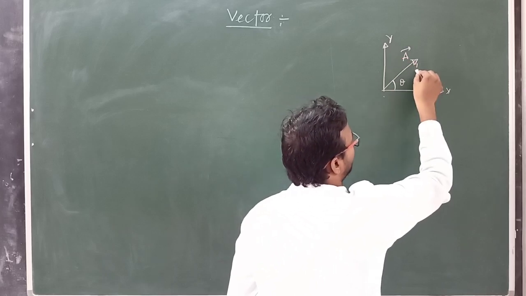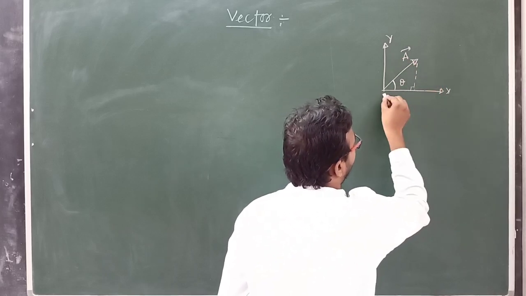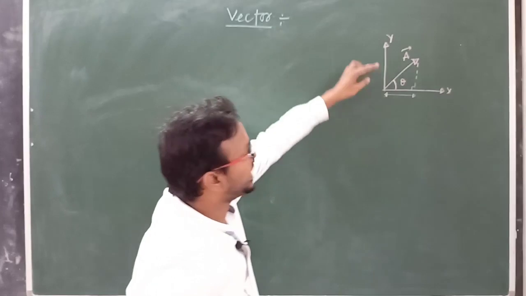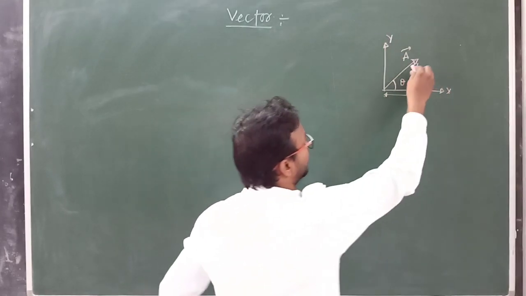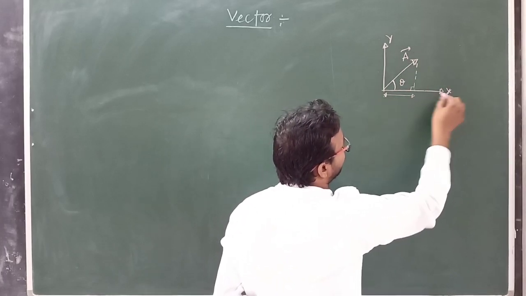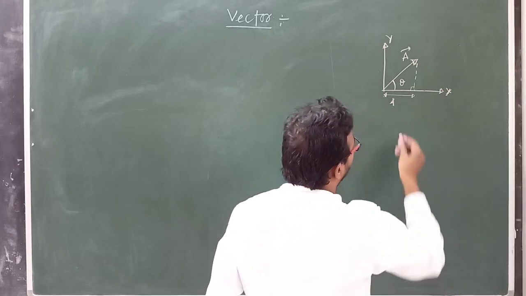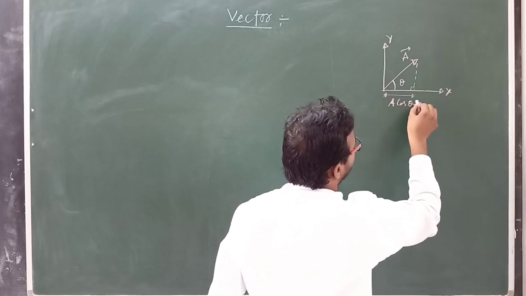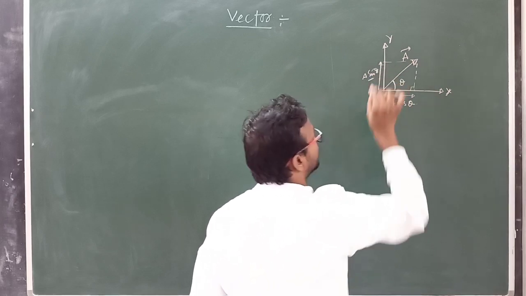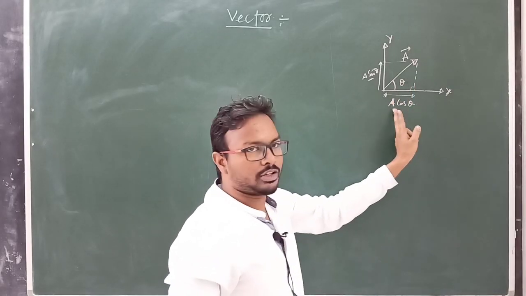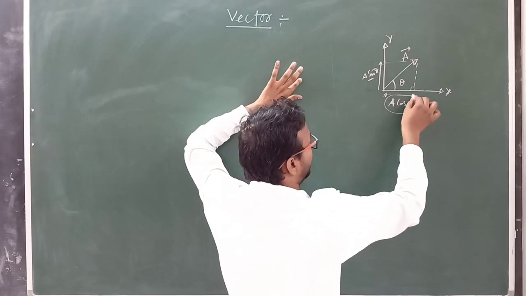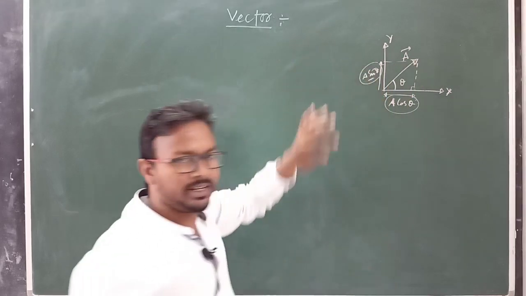At first we have to draw a perpendicular here, and this angle is 90 degrees. This side, or this distance, is known as the component of vector A along the x axis. You can also say projection: the projection of vector A along the x axis is A cos theta, and this component is A sin theta. This side is A cos theta and this side is also known as A sin theta, and these are known as the rectangular components of vector A along the x axis and y axis, clear.